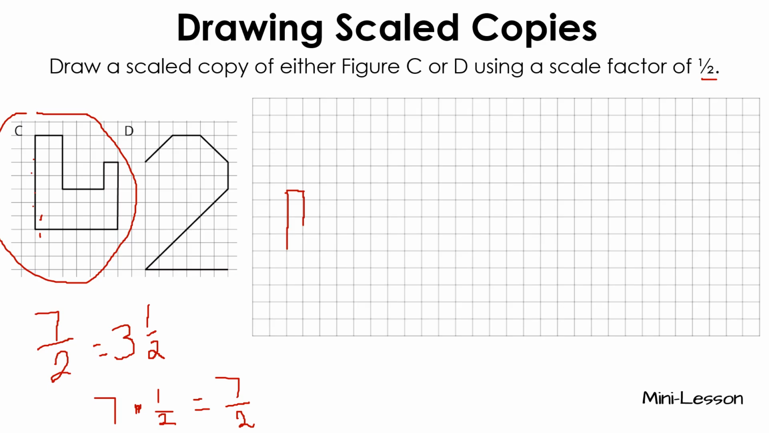Here we have 3, and 3 divided by 2, or 3 times 1/2, is 1.5. So we're going to go over 1 and 1/2. That's going to get me here, approximately. Then we have this piece here, this one edge here, and that goes up 2. And 2 times 1/2 is the same as 2 divided by 2, and that will go up 1. But because I am in half, it will go up between the half.